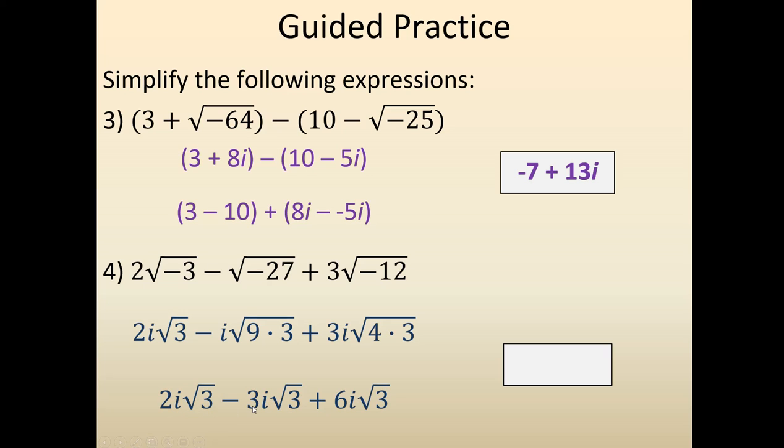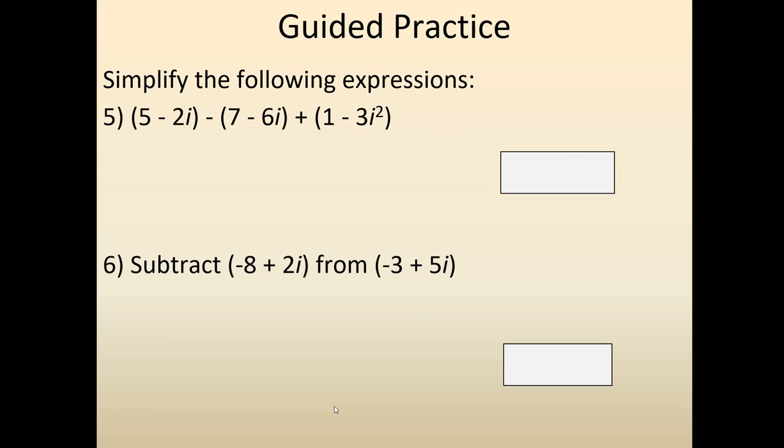So this is what this all simplifies to: 2i rad 3 minus 3i rad 3 plus 6i rad 3. Combining all these, since they are like terms, they all have an i rad 3. We do 2 minus 3 plus 6, which gets us 5i rad 3. All right. And here are the last two. Pause video, work it yourself, and we'll go over it in a second.